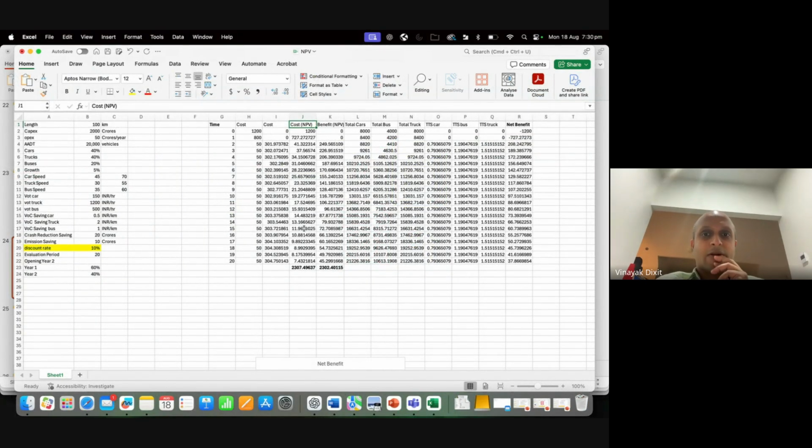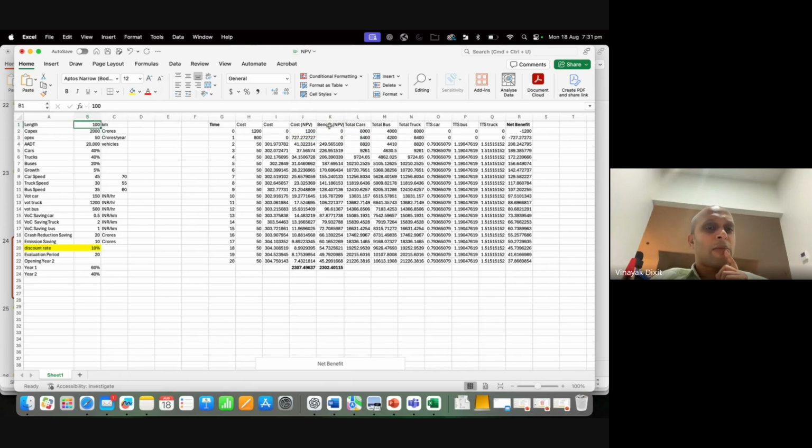Then next, benefits. This is where things become a bit interesting, complicated, and I've made errors. So let us see if you're able to pick it up. So what are the benefits? Let's talk about the first benefit. The first benefit is travel time saving. Travel time saving is what?